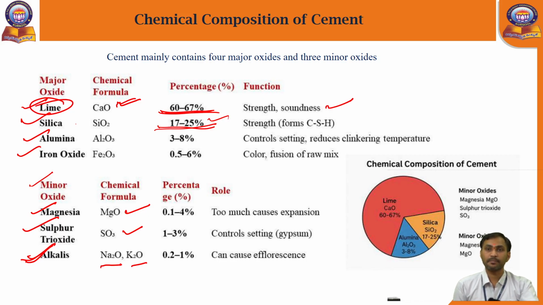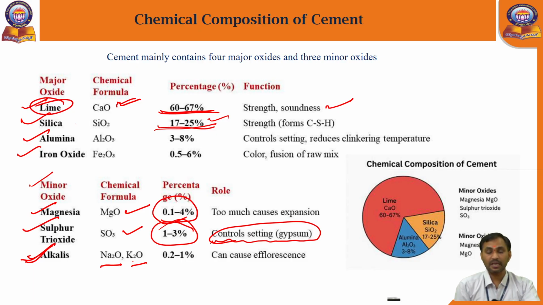Nothing but sodium or potassium will come under the alkalis. The percentage of magnesia present is 0.1 to 4 percent; too much causes expansion. Sulfur trioxide is present at 1 to 3 percent. It controls the setting, and this sulfur trioxide is present in the gypsum. Next, alkalis present in the cement material at 0.2 to 1 percent can cause efflorescence.